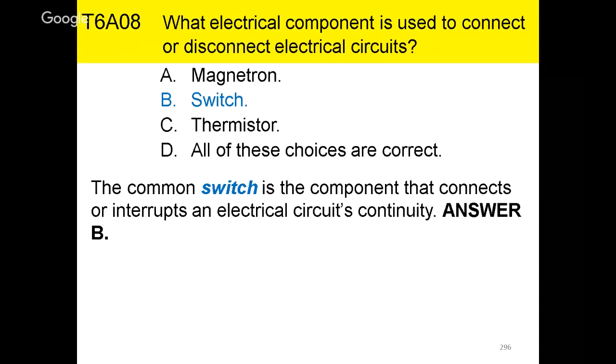Flip it on, the light comes on. Push the button, the radio comes on. Push it again, flip it again, it all goes off. So yeah, a switch is that electrical component.